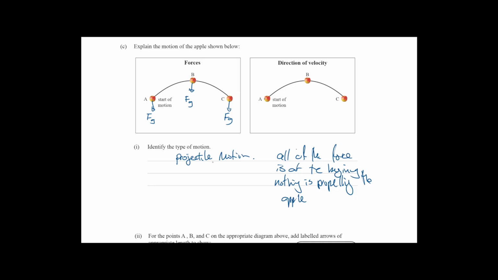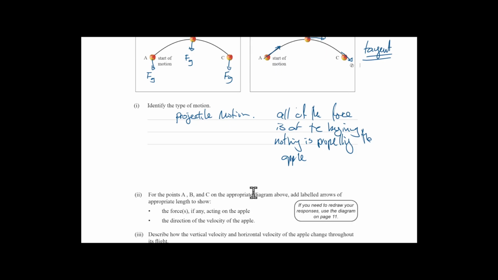The direction of the velocity, you could do this one of 2 ways. You could decompose it as the vertical and the horizontal, but I'm just going to give the net velocity. So that's going to be our initial velocity. That's going to be our velocity at the top, and that's going to be the velocity at the end. It's always going to be a tangent because of Newton's first law. Okay.